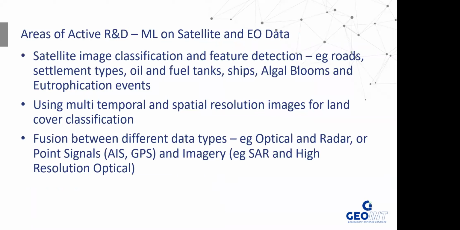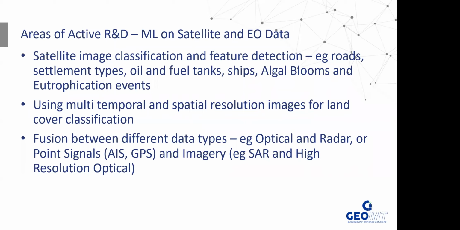So I wanted to conclude then on some areas of active R&D that is going on around the world, particularly machine learning on satellite and EO data. There's satellite image classification and feature detection. This remains a very active and interesting area. Detection of roads, settlement types, oil and fuel tanks, ships, harmful algal blooms, and eutrophication events. And you can see that these R&D topics cut across both commercial and environmental problems. Using multi-temporal and high spatial resolution, or different spatial resolution, images for land cover classification. And then fusion between different data types.